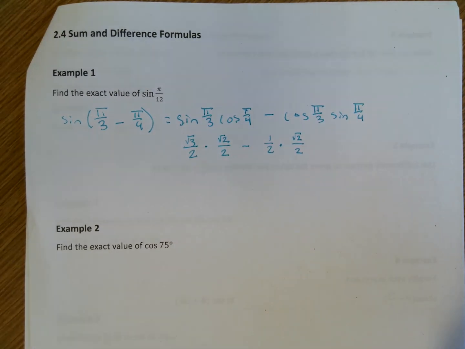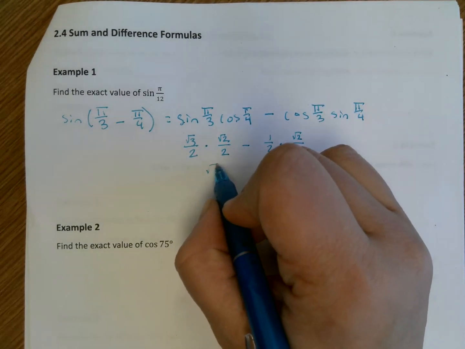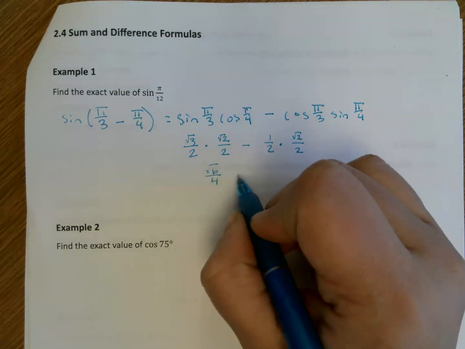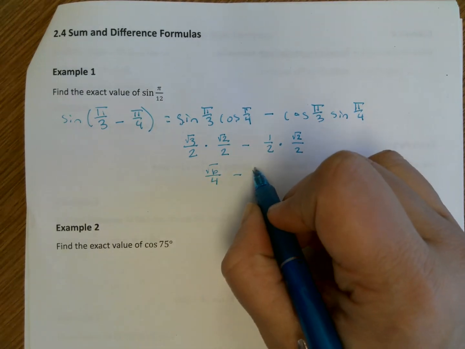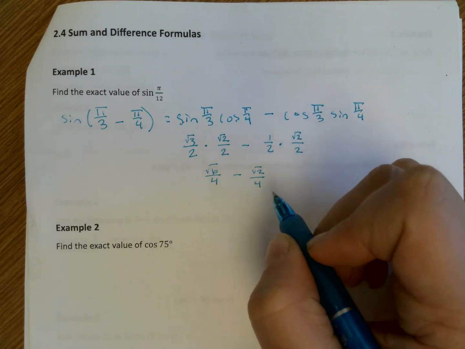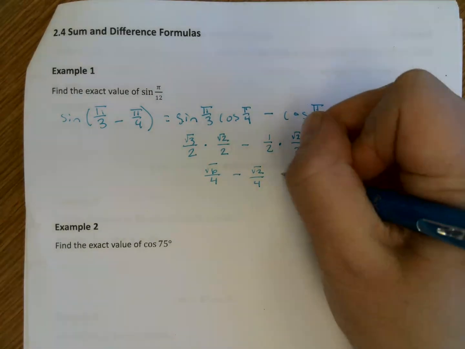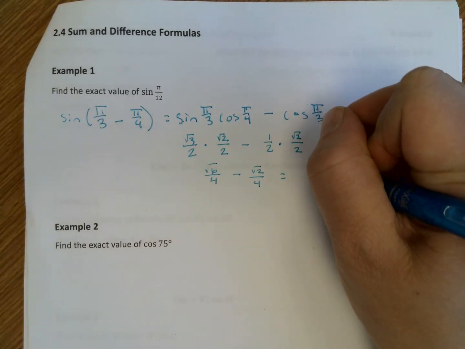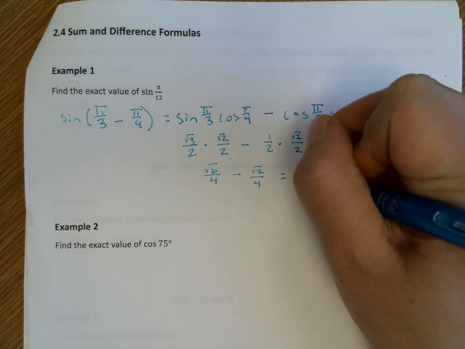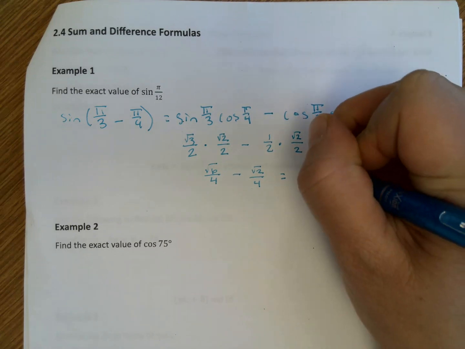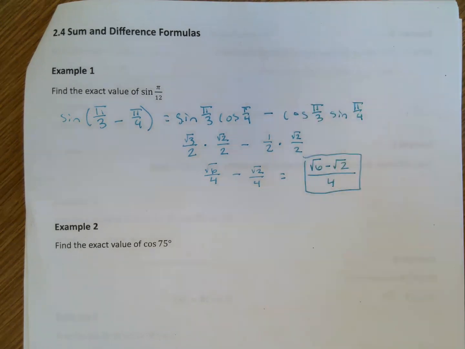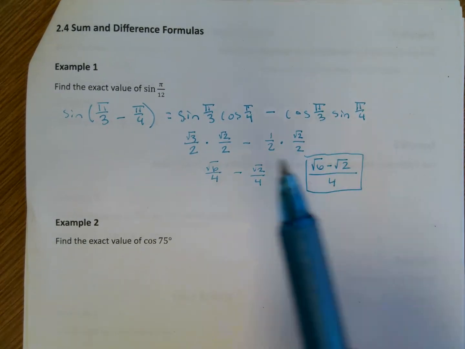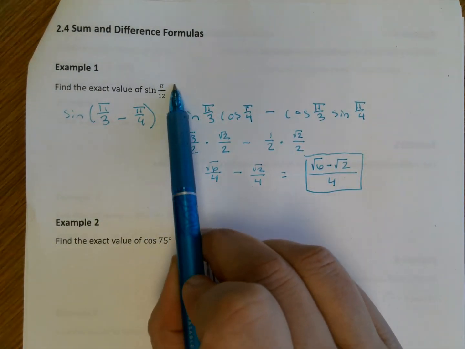Now, if I multiply this across, I would get the square root of 6 over 4 minus the square root of 2 over 4. And because they already have like denominators, we can have the square root of 6 minus the square root of 2, over 4. You cannot simplify that any further. So this would be my answer. So that's when I'm dealing with radian measure.